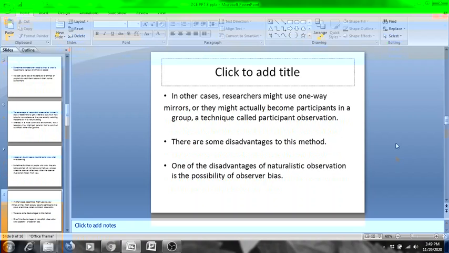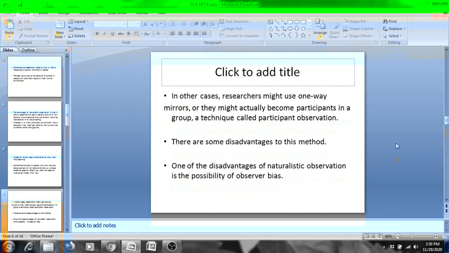In other cases, researchers must use one-way mirrors, or they might actually become participants in a group, a technique called participant observation. There are some advantages to this method. There are some disadvantages to this method.